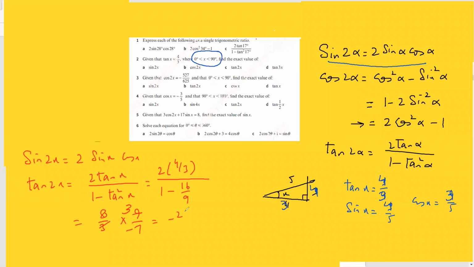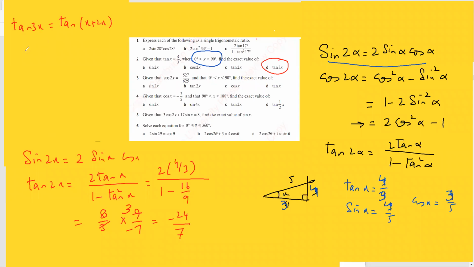So you have minus, can you please keep a check? I hope I'm going correct over here. This tan 2x is minus 24 over 7. Then it says find the tan 3x. So tan 3x can be, now you will have to use that double angle formula. Can I write it as tan of x plus 2x?